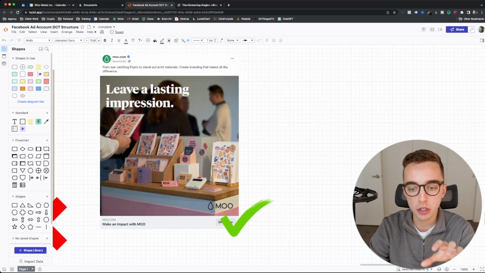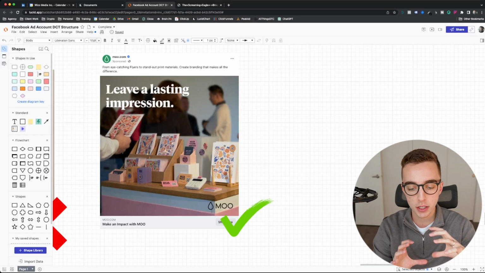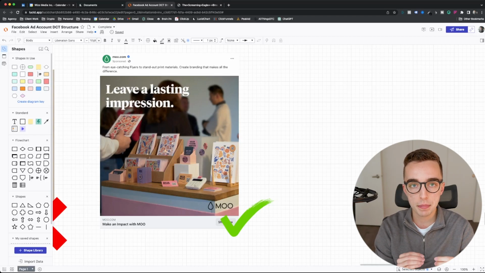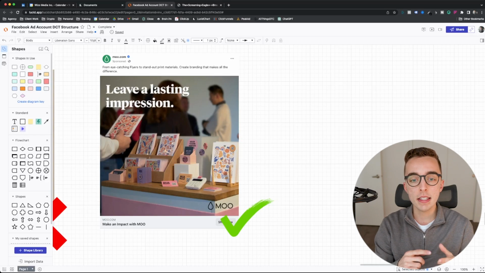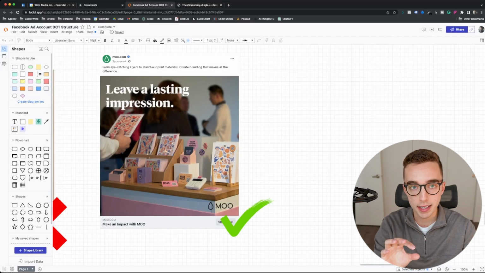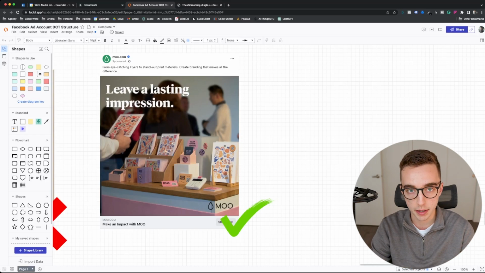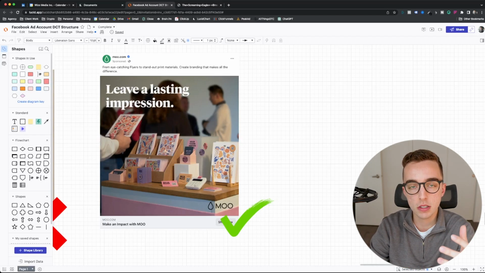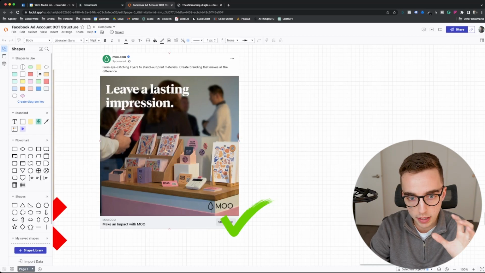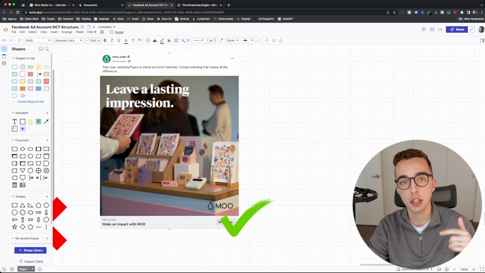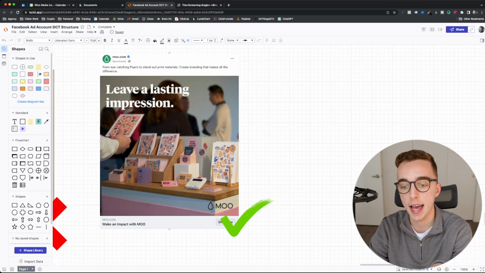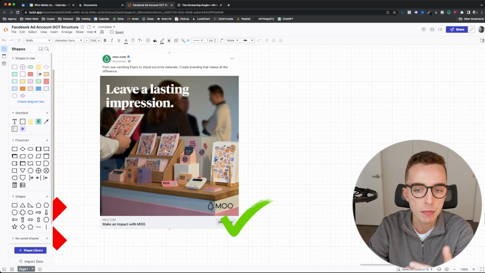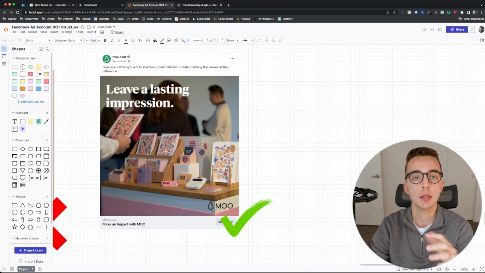But looking into this one, usually what the static ad does is the actual ad creative, the image, stops your scroll, so that then leads you to read the actual text, and the text is the one pushing you to click. In this case, this should stop your scroll enough for you to read what is here at the top, and reading what is at the top or at the bottom should push you to click on this ad and see what's on there, right? But if we look at this one, "Leave a lasting impression. From eye-catching flyers to standout print materials, create branding that makes all the difference." That pretty much tells me exactly what I need to see.